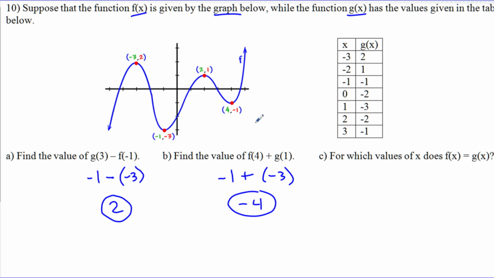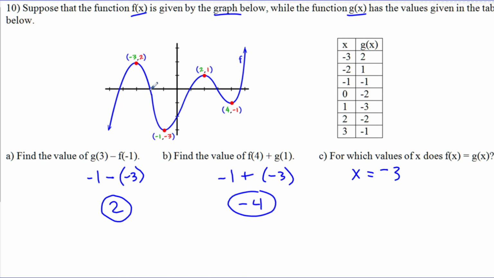So I actually have to look at each of these. I can check, in this case, negative 3 up to 2. So the x value here is negative 3, the y value is 2. If I come to the table, the same thing's happening. When the x value is negative 3, the y value is 2. So I'm going to say when x equals negative 3, these have the same output values. So I'm just going to check the other ones.